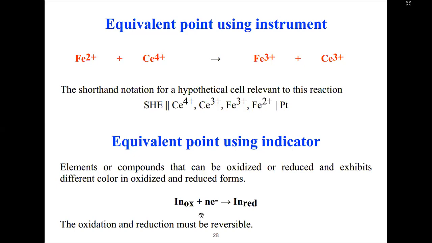So this reaction should be reversible. Here, by mistake, it is a single-headed arrow. However, it must be an equilibrium arrow. So here, the indicator is in the oxidized form. It gains a certain number of electrons, and it goes into the reduced form of the indicator. Okay, there is a change in the oxidation number, and it exhibits a different color. For the oxidized form, it will have one color, and for the reduced form, it will have a different color. And that is how you determine the equivalence point.